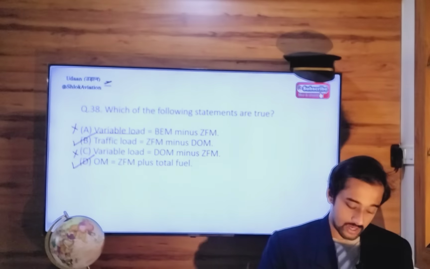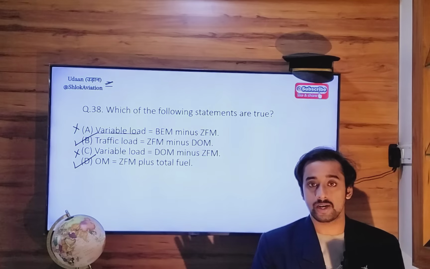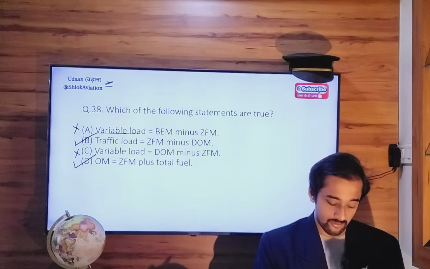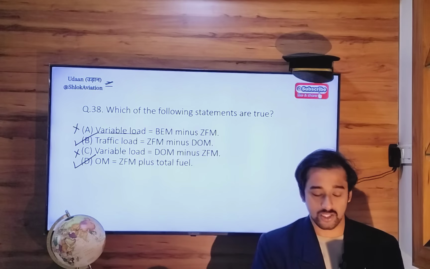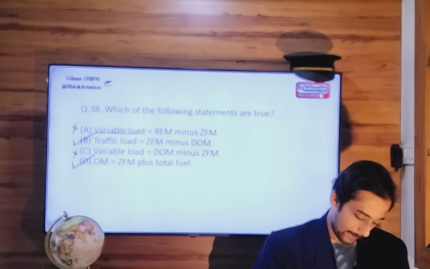Anyways, but that's what is given in the book. So option Bravo is definitely correct. Option Delta can be rectified and made DOM plus fuel instead of zero fuel mass plus fuel. Alpha and Charlie are outrightly incorrect.